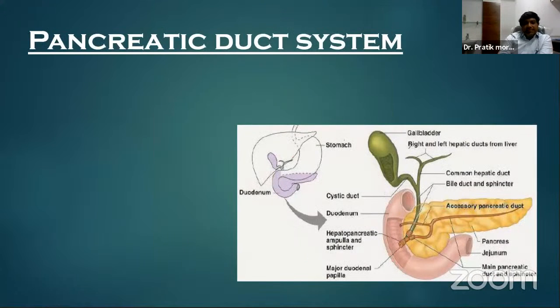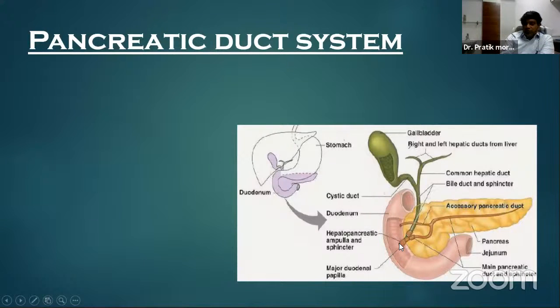Next is the pancreatic duct system. There are two ducts in the pancreas. One is the main pancreatic duct and another is the accessory. The accessory takes the pancreatic juice from the uncinate process. This is the chief pancreatic duct, which opens along with the common bile duct into the second part of the duodenum at the major duodenal papilla.